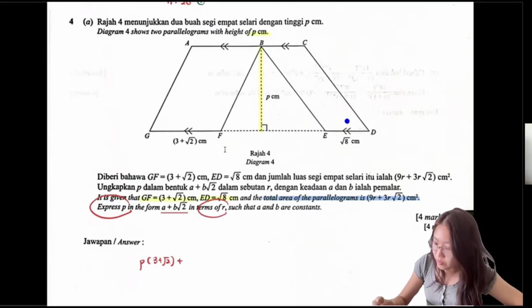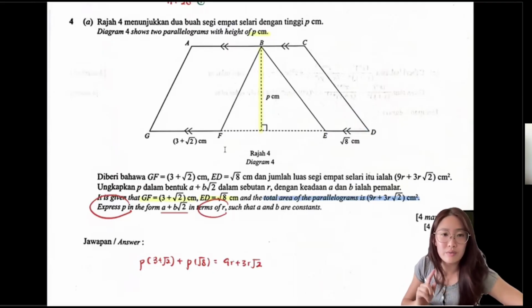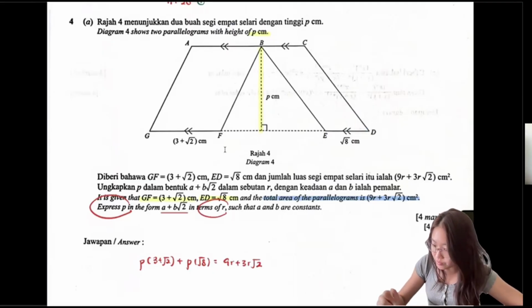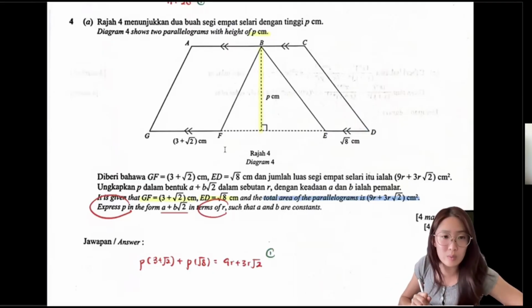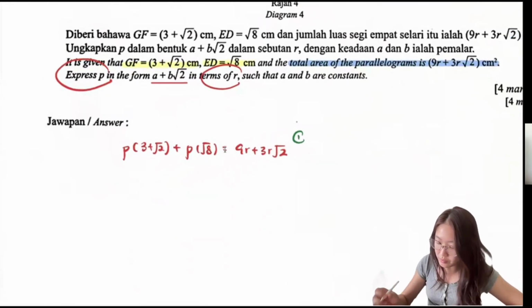Okay, then the other parallelogram, same thing. This is your base, this is your height. So P times SURD8 equals to the answer that they gave you. Okay, first line, you get 1 mark already. Then slowly, we have to do some calculations over here.